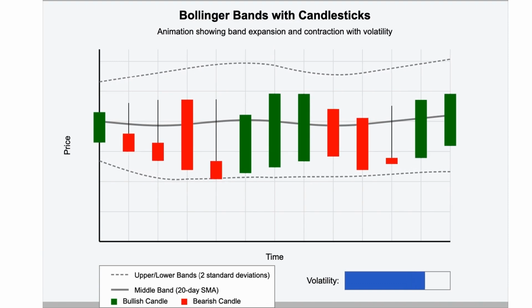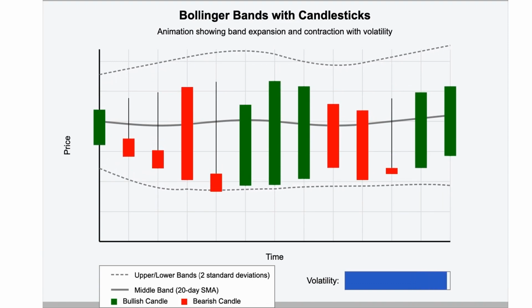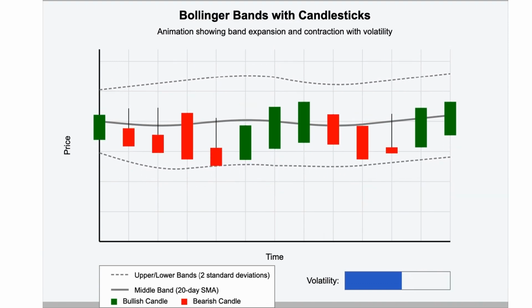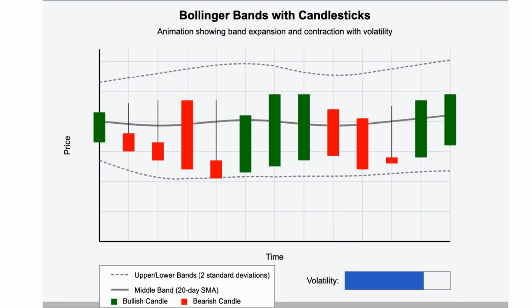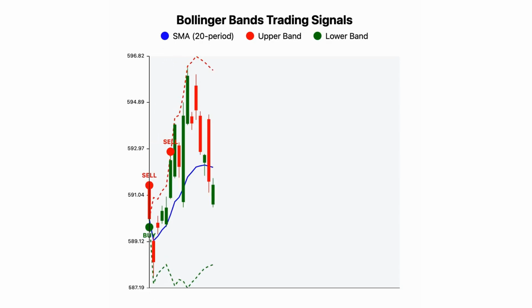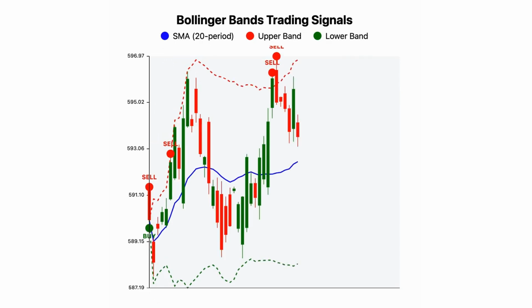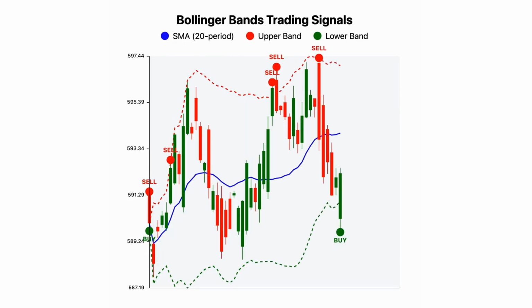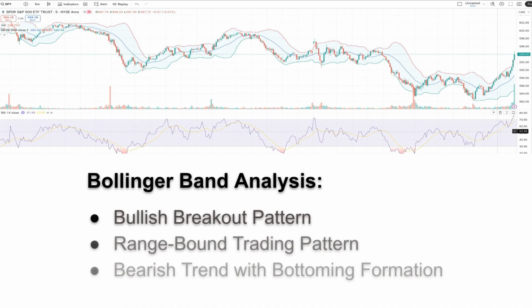These bands adjust based on market volatility. When volatility increases, the bands expand. When it decreases, they contract, acting as a cushion for price movements. Why does this matter? When the price touches the upper band, the market might be overbought, suggesting a potential sell signal. If it touches the lower band, it might indicate the market is oversold, signaling a potential buy opportunity. Now, we'll analyze three stock movements using Bollinger Bands to understand how traders can use them for better decision-making.